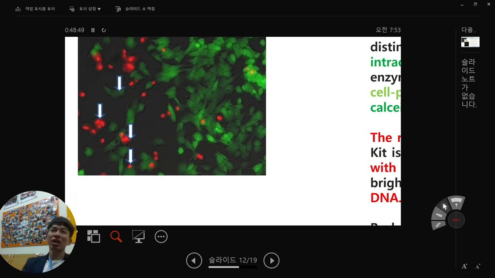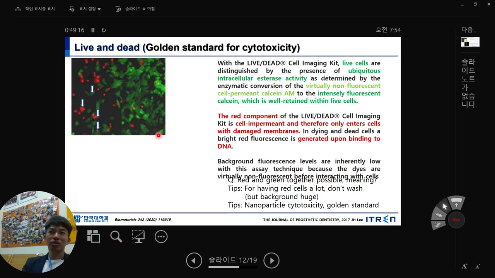Or you can categorize three types: cells with red and green signal together, only red signal, or only green signal. Or when you categorize two types, red plus green, and green. Okay? So you should always remember this concept of how the live and dead stain works. As you know, live and dead is not always black and white. There is some gray area. This gray area is revealed by this red and green stain.